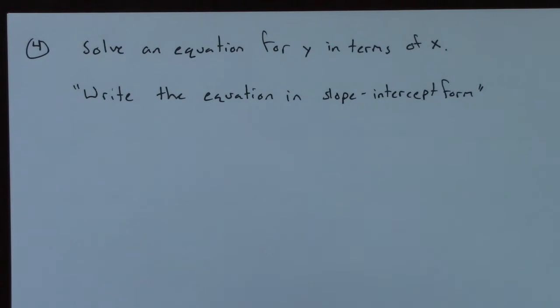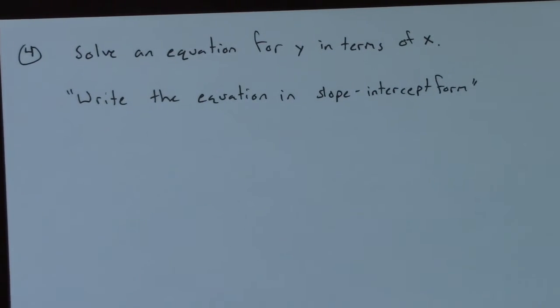Our fourth skill is about solving an equation for y in terms of x. This is just a fancy way of saying get y by itself. The specific directions say to write the equation in slope-intercept form.